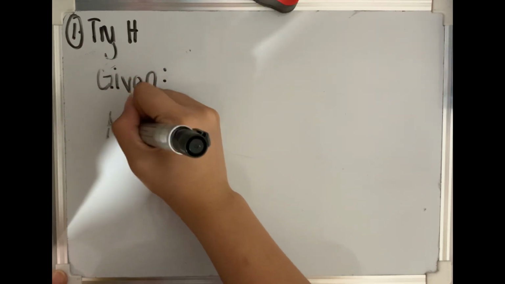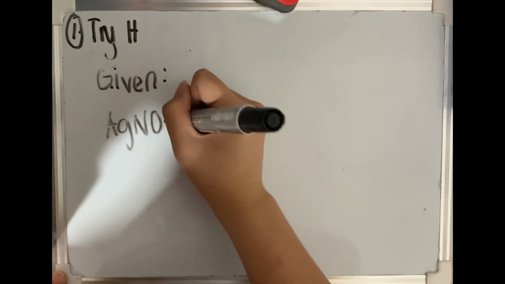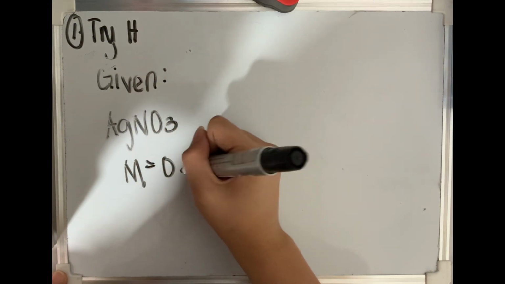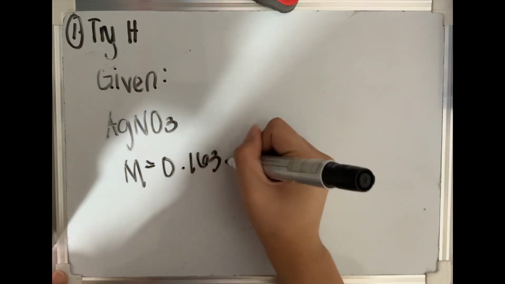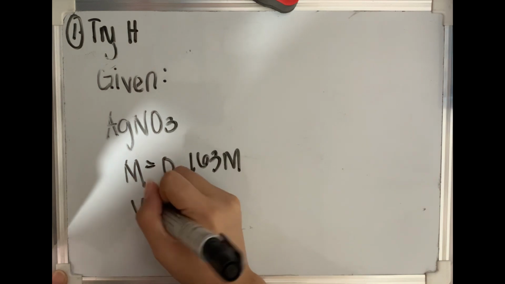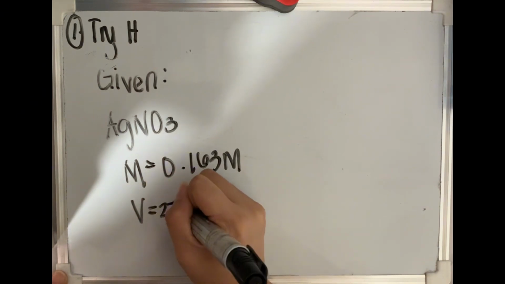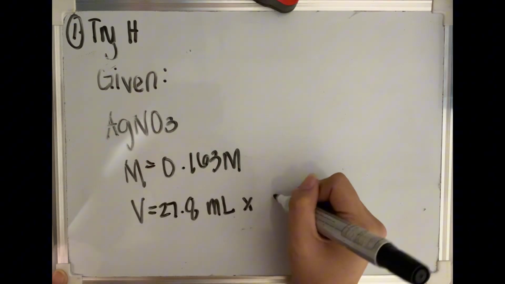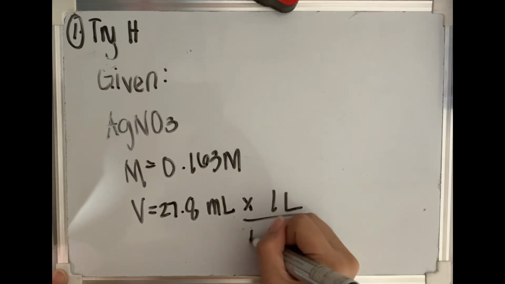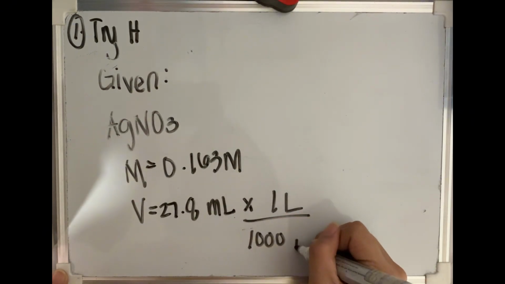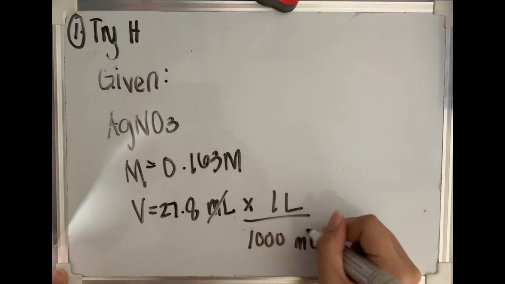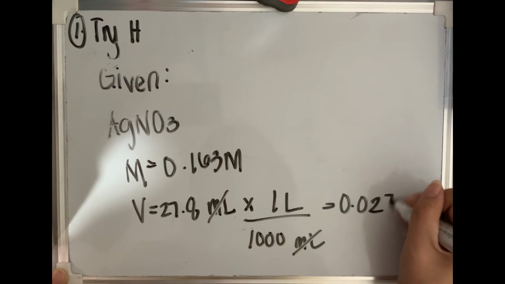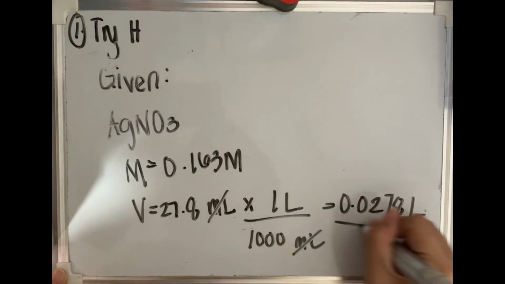First, kailangan nato i-identify ang given. So for AgNO3, ang mole niya is 0.163 mole. And then, ang volume niya is 27.8 milliliters. So, kailangan man siya mahimong liters, maong i-convert nato siya, i-divide nato siya into 1,000 milliliters. So, pag-divide ana, ang makuha nato nga answer is 0.0278 liters.